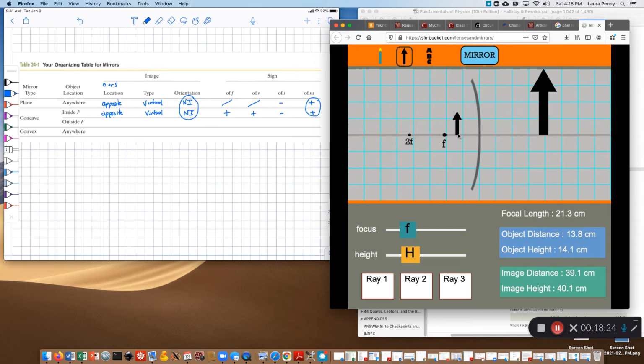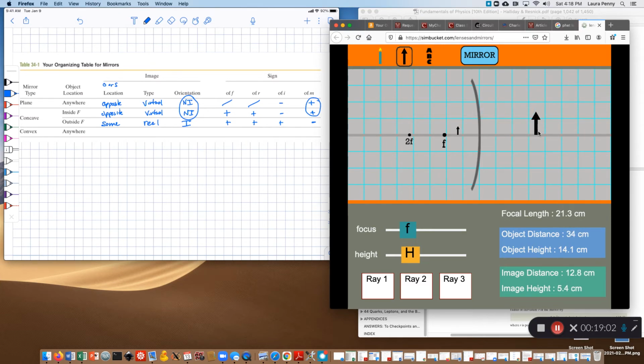If the number is bigger than 1, that tells you it's larger. If it's smaller than 1, it tells you it's smaller. If P is outside of F, then we get an image on the same side of the mirror as our object. It's a real image, and it is inverted. This still has a positive focal length and a positive R, but now our image distance is positive and our magnification would be negative, in the sense that it's telling us that it's been flipped upside down.